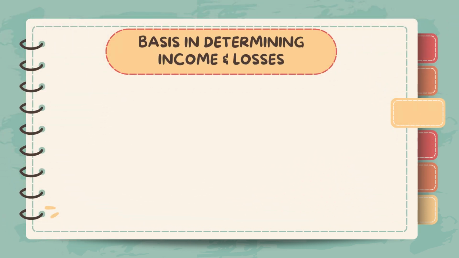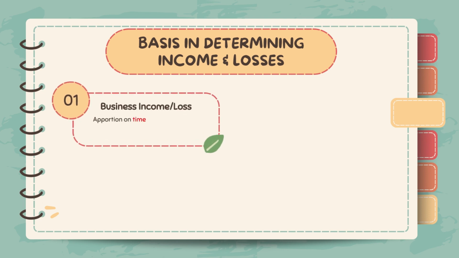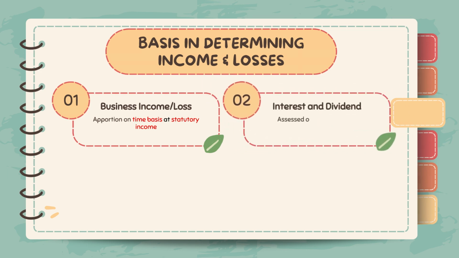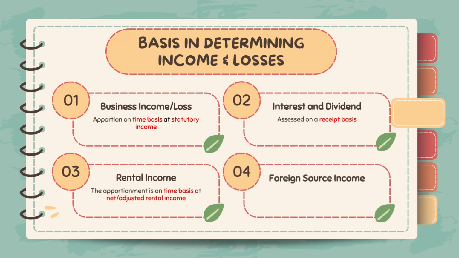Basis in determining income and losses. First, business income or losses are apportioned on the time basis at statutory income. Second, interest and dividend are assessed on a receipt basis. Third, rental income. The apportionment is on time basis at net or adjusted rent income. Lastly, foreign source income or FSI is assessed on remittance basis.